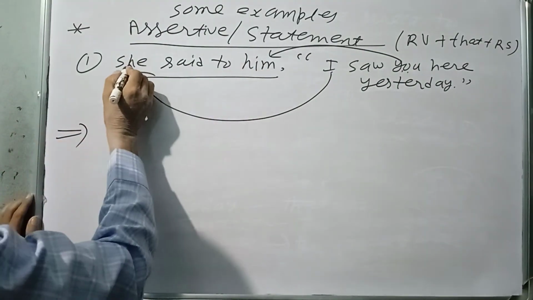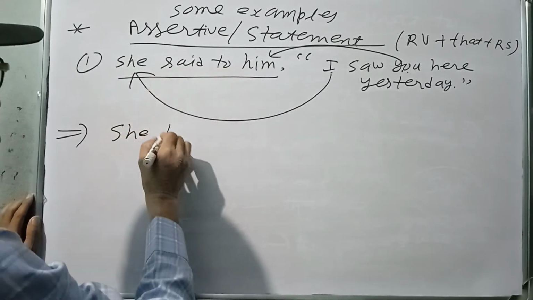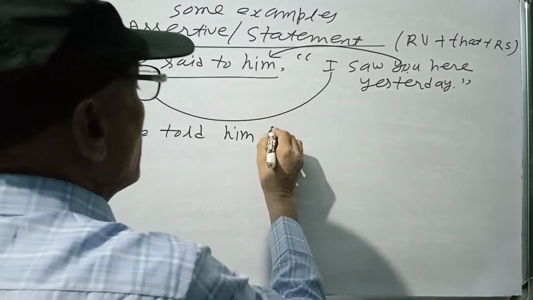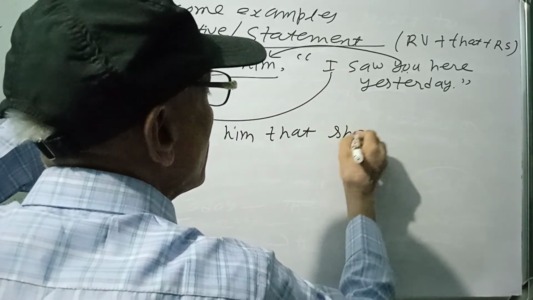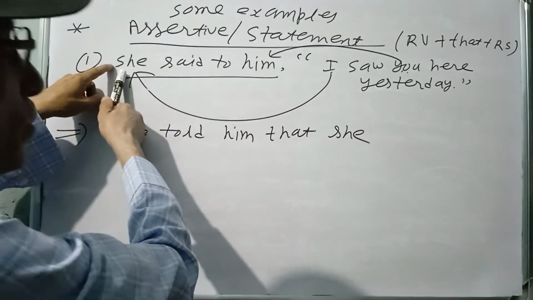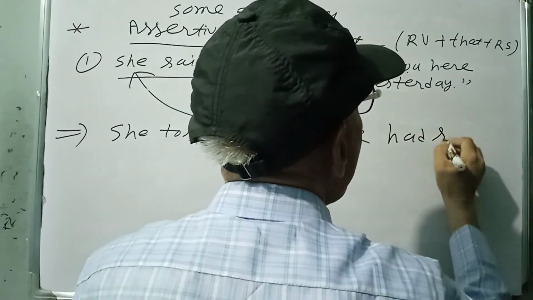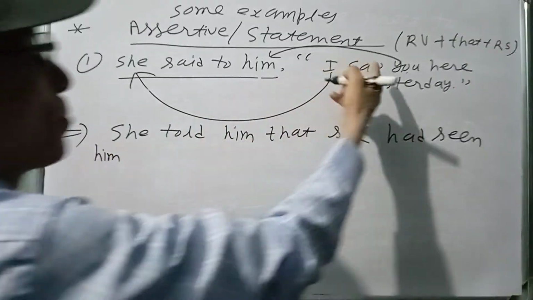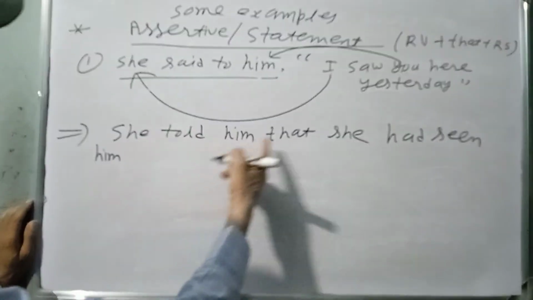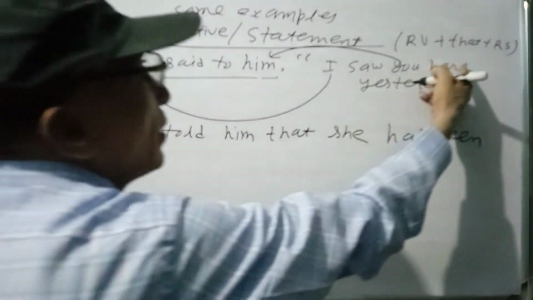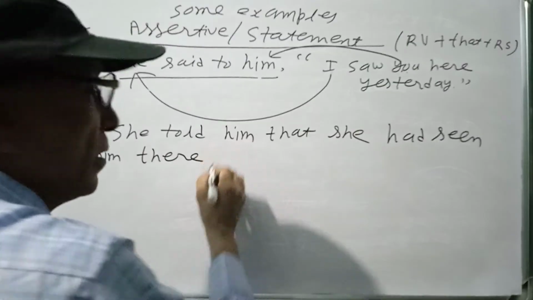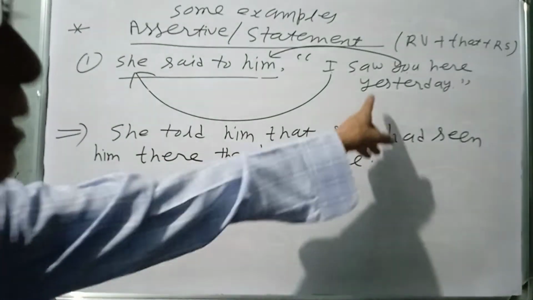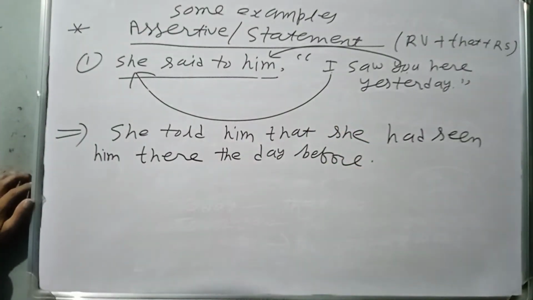Now how to change? She said to him: you have to use she. "Said to" becomes "told". Him. The comma and inverted commas should be removed. That, "I" means she; you have to change the first person according to the subject. So this is V2, it becomes had V3: had seen. "Saw" becomes "had seen". "You", second person, changes according to the object. Subjective case, objective case. She told him that she had seen him. "Here" becomes "there". General rule: "yesterday" becomes "the day before". Yesterday means the previous day, but it may not really be yesterday; it may be many days ago.